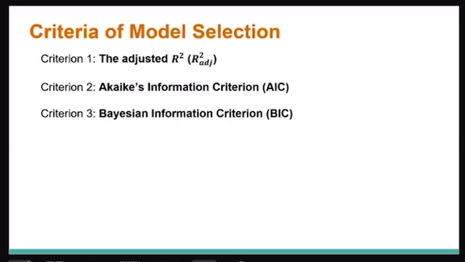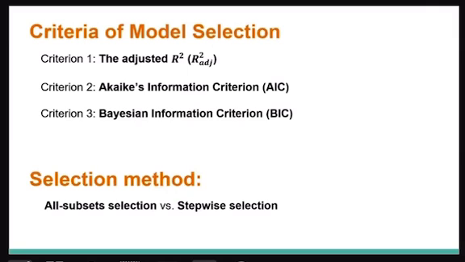Now, I've already considered all of that. Now I want to go into selection method. Selection method is different from the criteria for selection. We're just talking about criteria. We now want to talk about selection method. In the selection method, we have different methods. We have subset selection versus stepwise selection. In each of the selection methods, we can make use of any one of these criteria to judge. Does that make sense?